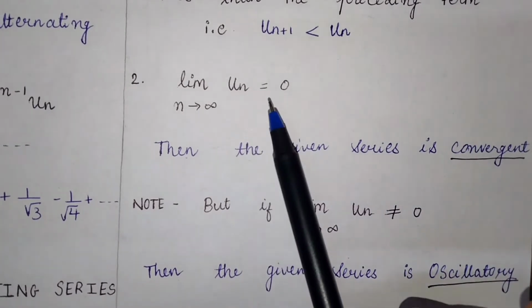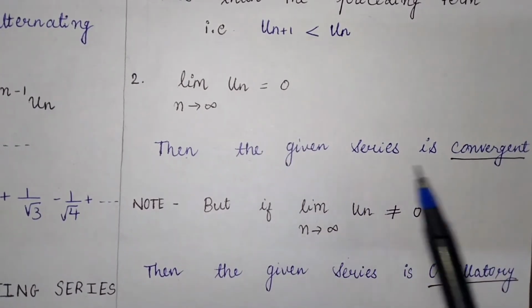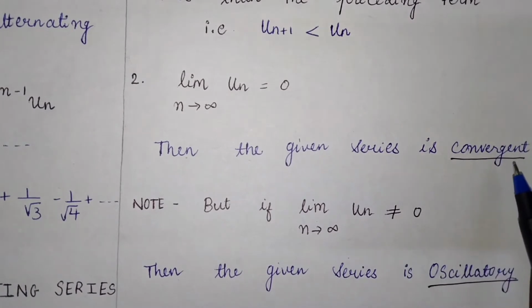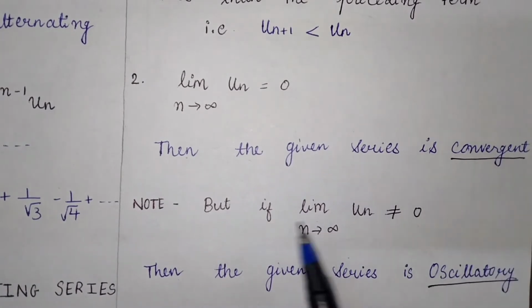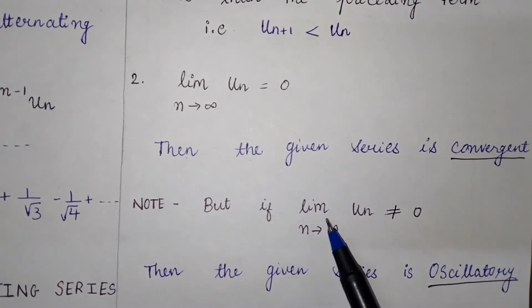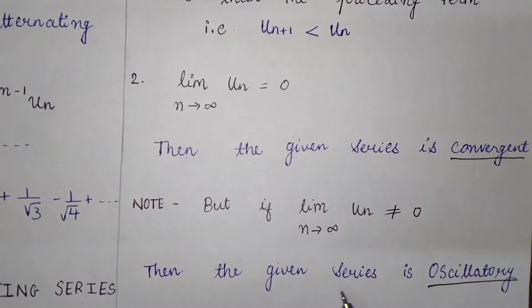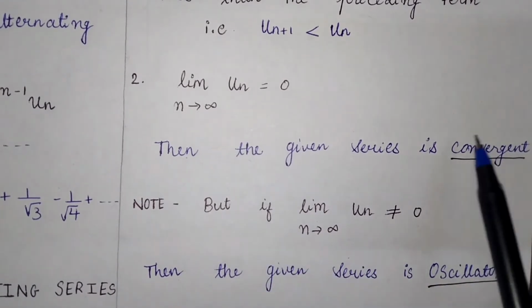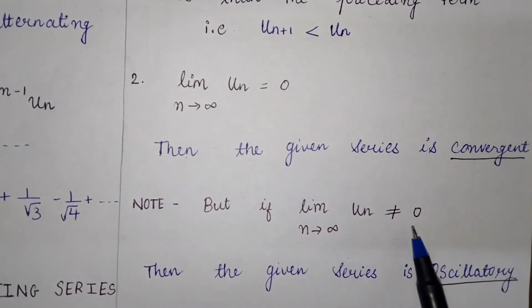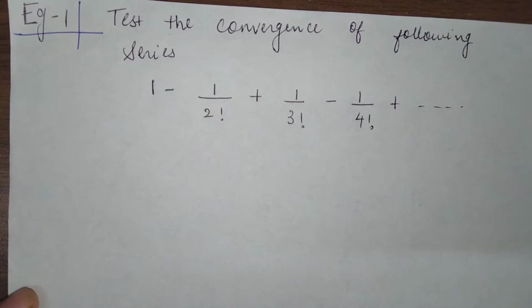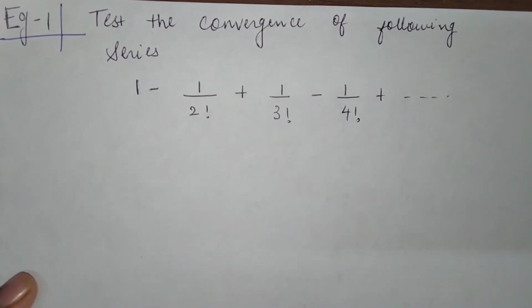If the limit of un is equal to 0, then directly you have to write that the series is convergent according to Leibniz test. But if you put the limit and un is not equal to 0, then the given series is oscillatory according to Leibniz test. Okay, if it is equal to 0, then the answer will be convergent, and if it is not equal to 0, then the answer is oscillatory. So now let us see the examples of Leibniz test.